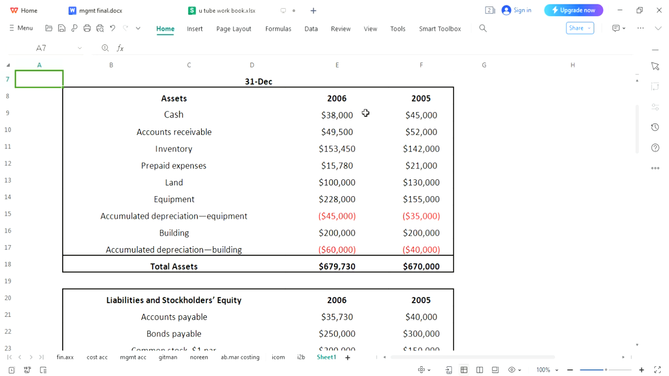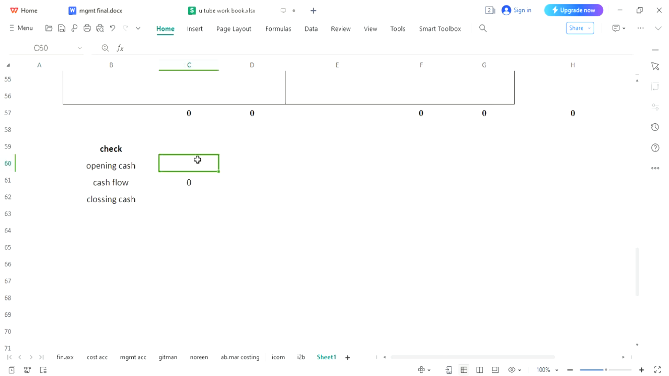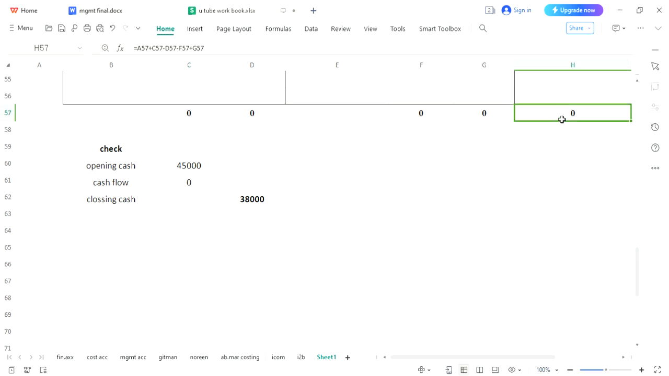As you know, first is opening cash 45,000, closing cash 38,000. So we will go to the check and we'll write 45,000 as opening cash, and closing cash. By the way, we are writing closing cash separately. As we will put this answer, this is our final answer of cash flow. When we put this answer over here, we should have the same 38,000 automatically become over here.